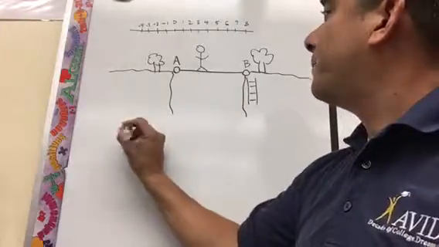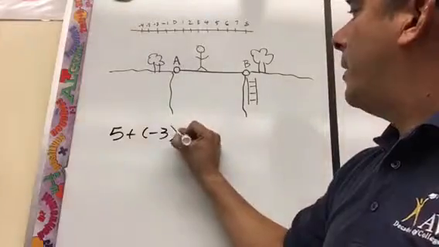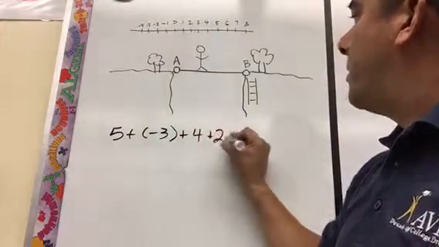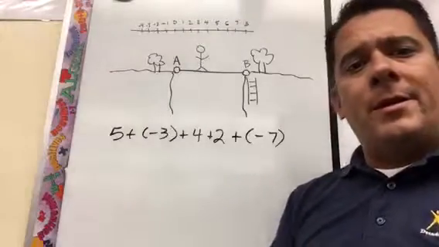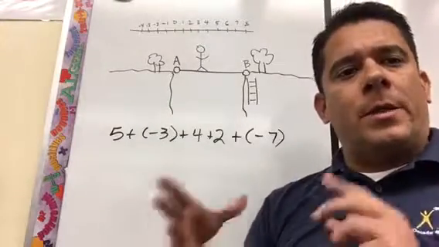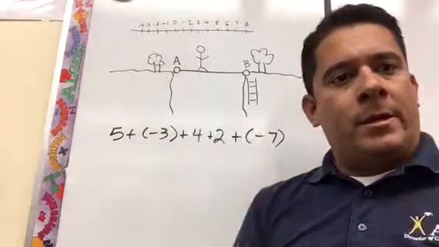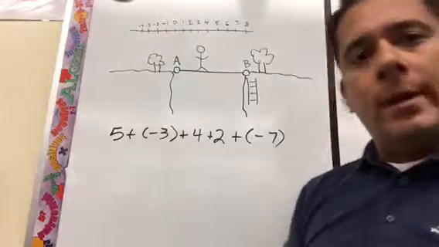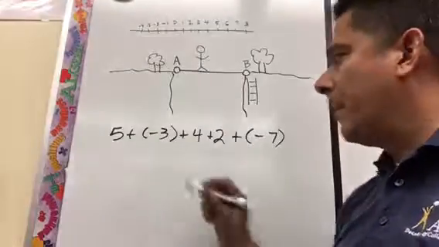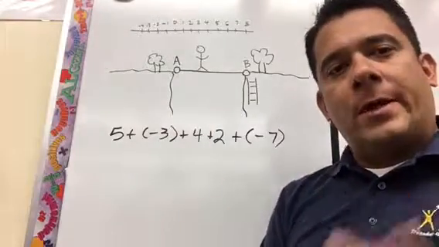So we have 5 plus negative 3 plus 4 plus 2 plus negative 7. Now, some people might think one easy way to do this would be to take all your positives, take all your negatives, separate them, and then combine and add the difference. So that's one way. Perfectly valid method. But let's look at the tightrope scenario and see if that helps.